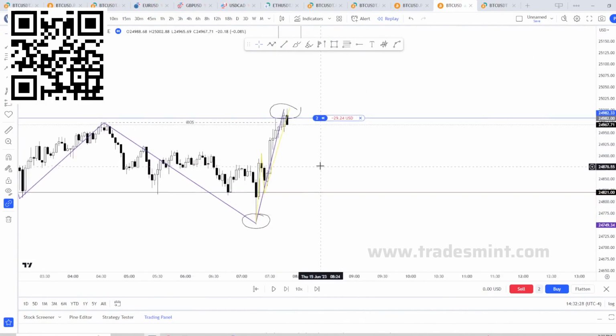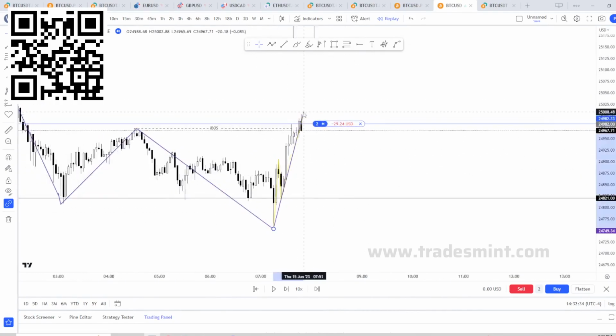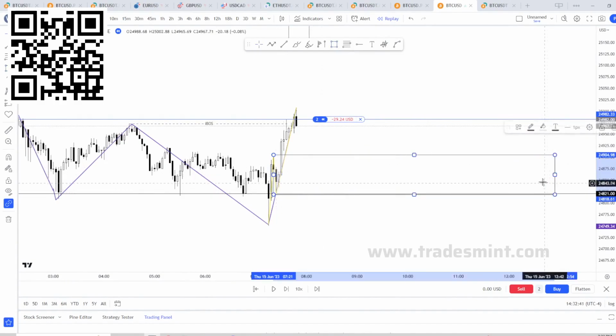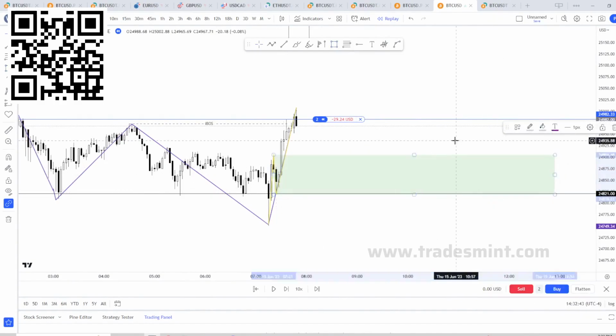Don't really have many colors left. So we have this structure here. I'm not going to use swing points for this because it's very, very local, very, very internal structure, obviously. So what we can do is look at this zone because this is technically a previous range demand zone, and we can look for a mitigation in the green box.